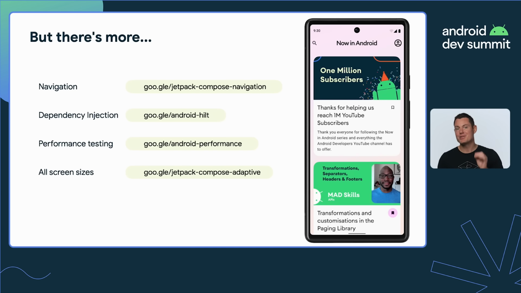But wait, this talk only covers the very basics of these topics, and there are some important ones which I haven't covered, which you should definitely check out, including navigation, dependency injection using Hilt, performance testing, and designing for all screen sizes. The Now in Android app includes all of these features, so be sure to check it out.